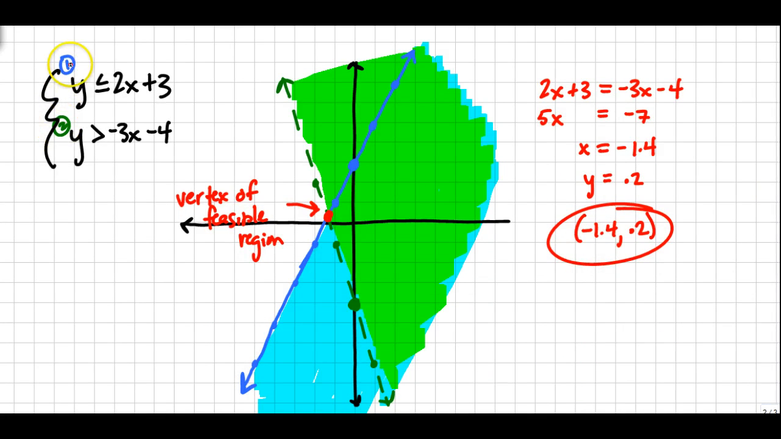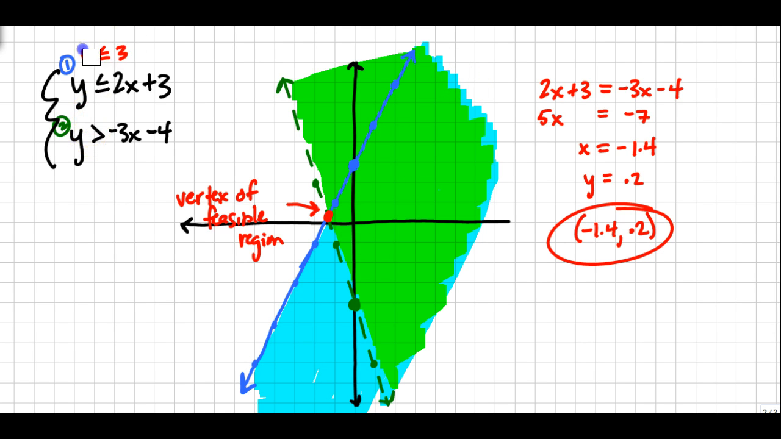So I went ahead and numbered these again. I did the first equation in blue. So it had a y-intercept at 3, and then I went up 2 over 1, up 2 over 1. I did a solid line, and then to decide where to shade, I plugged in 0 and 0. 0 is less than or equal to 2 times 0 plus 3. That's true. I end up with 0 is less than or equal to 3 there. That's a true statement. So I wanted to shade on the side of the line where 0, 0 is. 0, 0 is on this side of the line, so I shaded that area below the blue line in turquoise.